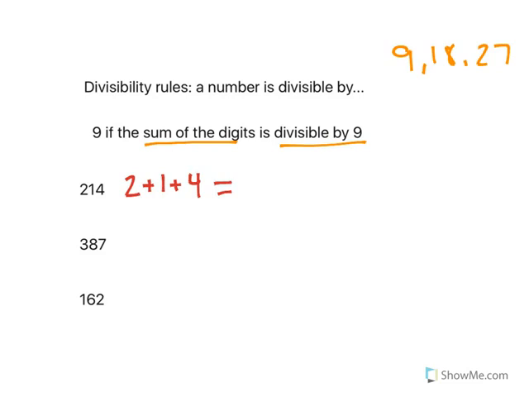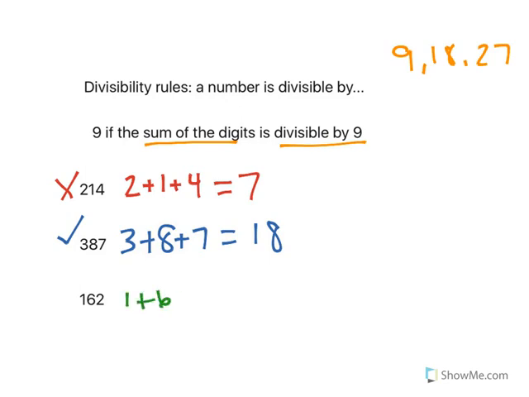Okay, 214, I do 2 plus 1 plus 4. 2 plus 1 is 3. 3 plus 4 is 7. Cannot be divided by 9, so 214 is not divisible by 9. 387, 3 plus 8 plus 7. 3 plus 8 is 11. 11 plus 7 is 18. There it is. 18 can be divided by 9, so 387 is divisible by 9.